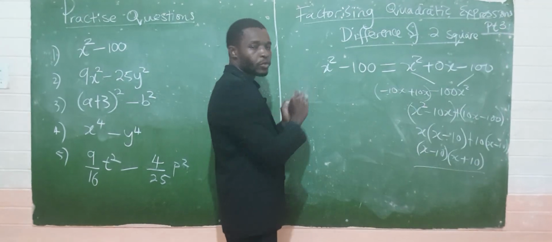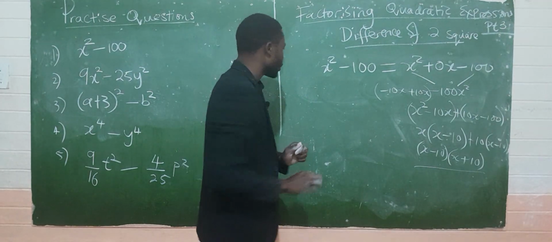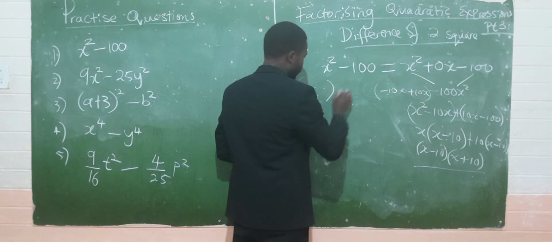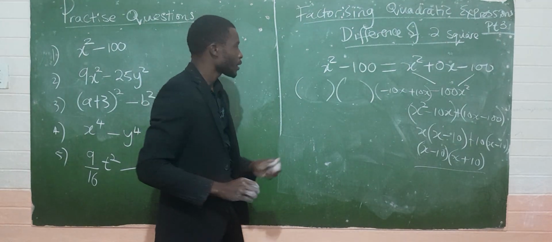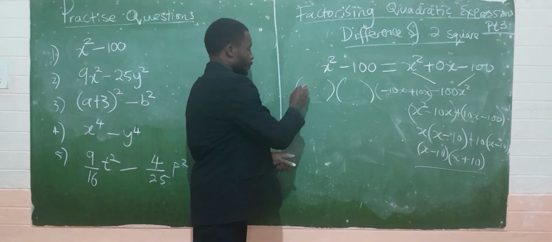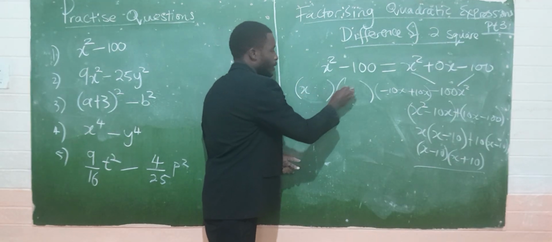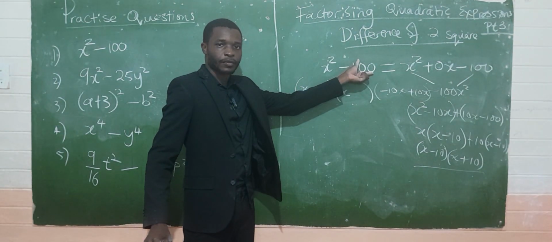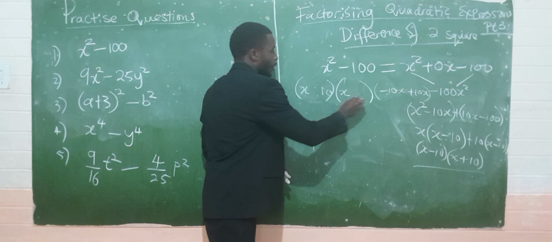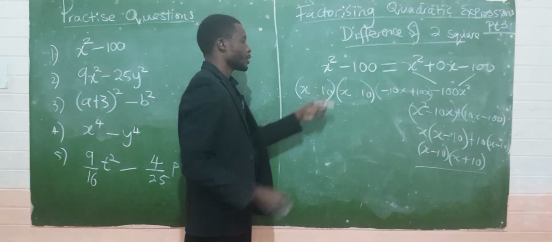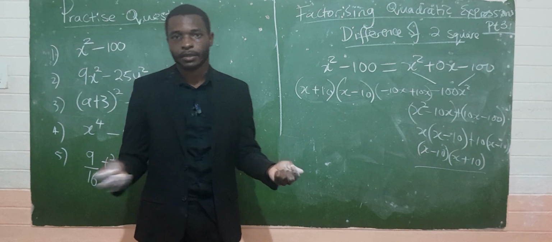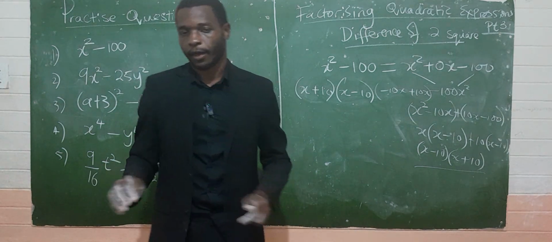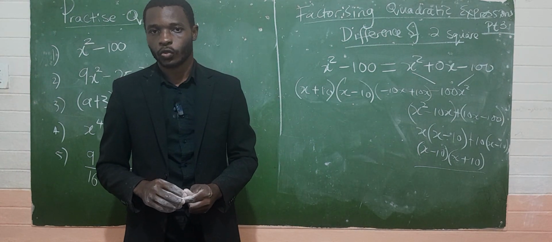Anytime you see difference of two squares, I expect you to open two brackets. And when you've opened two brackets, find the square root of this, write it here, and write it there. Find the square root of this, write it there, and write it there. And put a plus and put a minus. No matter which one you start with, it's still fine. That's how you do difference of two squares.